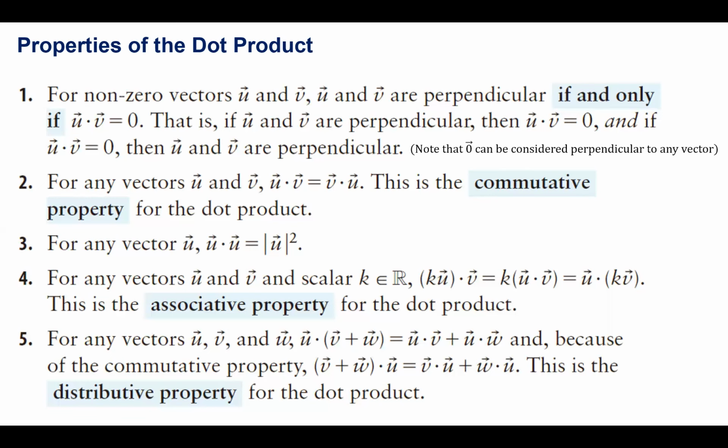Number 2, for any vectors u and v, the dot product of u and v equals the dot product of v and u. This is called the commutative property for the dot product. And number 3, for any vector u, the dot product of u with itself equals the magnitude of u squared.